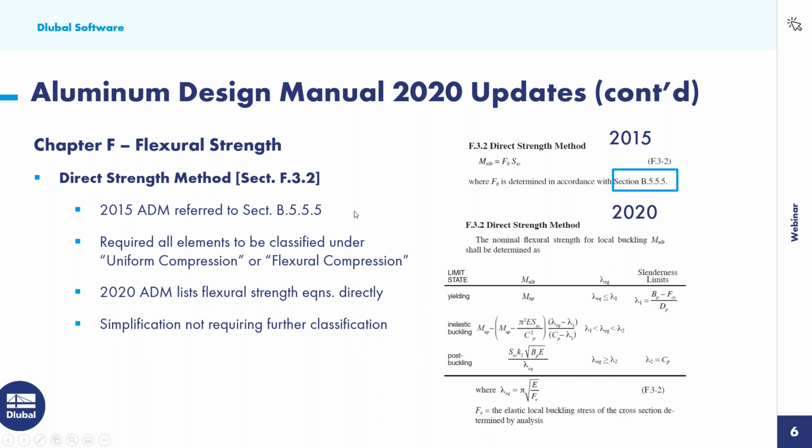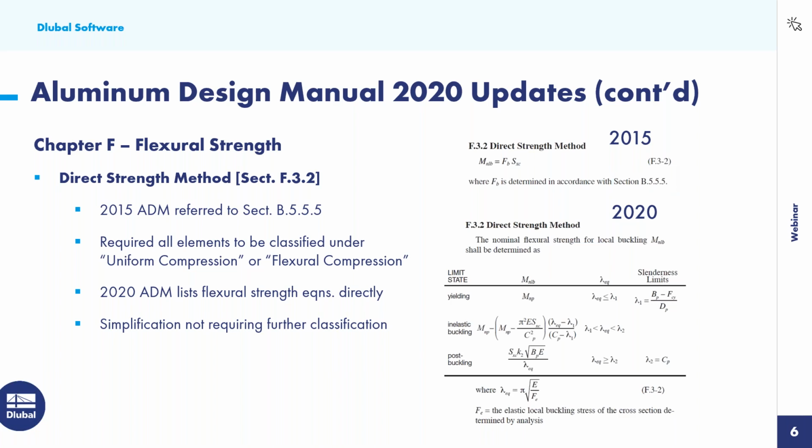So this required all elements within our cross-section to be classified under uniform compression or flexural compression. And the reason why is because B555 only addresses elements in flexural compression. So we kind of had to determine which elements fell under which category back in Chapter B.